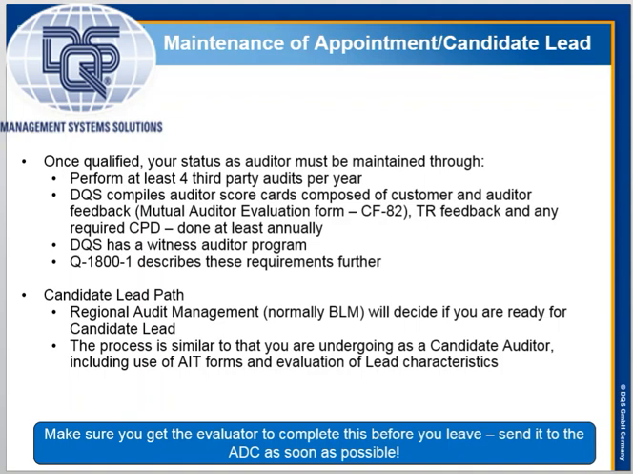In addition, you may move forward to the candidate lead path. Your regional audit management, which is normally your BLM, will decide if you're ready for a candidate lead. The process is basically the same as what I just showed you. There are AIT forms, the exact same forms, where you're evaluated not on your clauses, but on the characteristics of a lead.